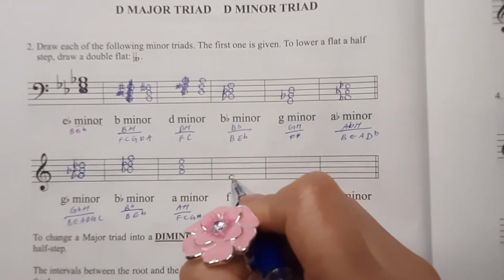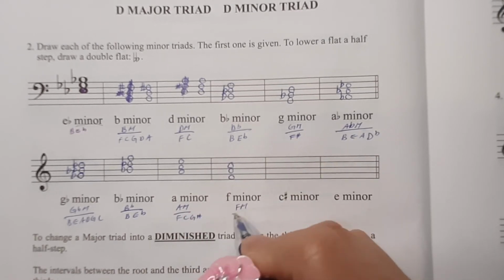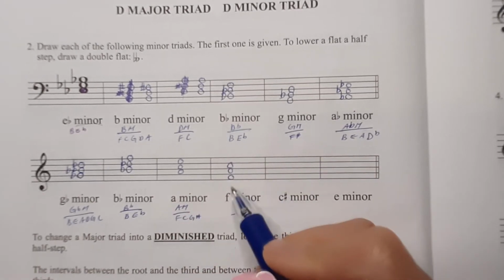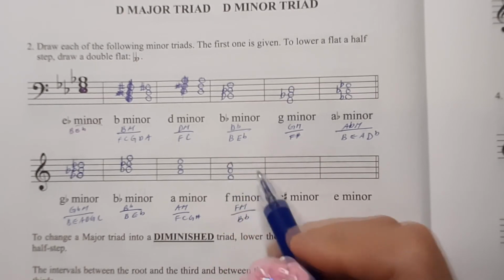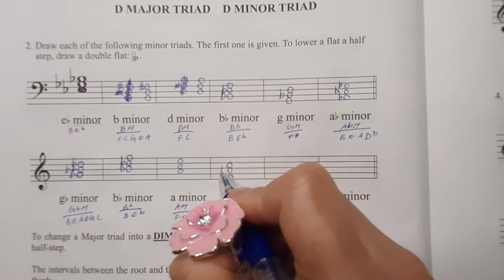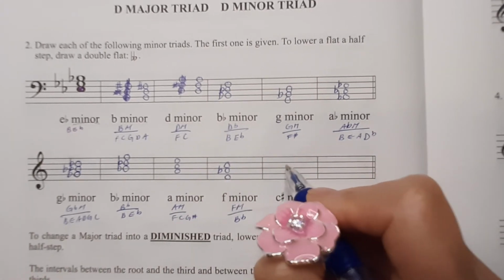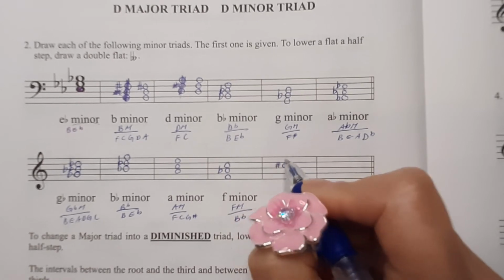F minor. F major, 1 flat, which is B flat. F, A, C, this is the F major triad. How do you make it to the minor? Lower the third. C sharp minor. We have C sharp, E, and G.